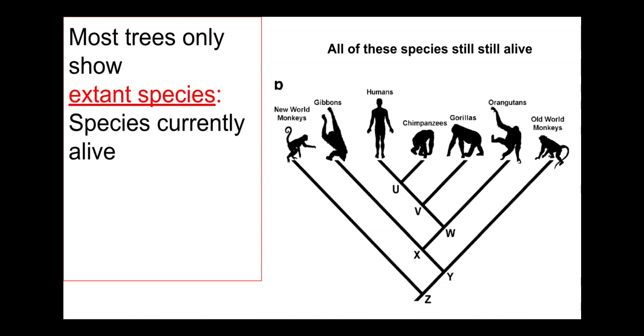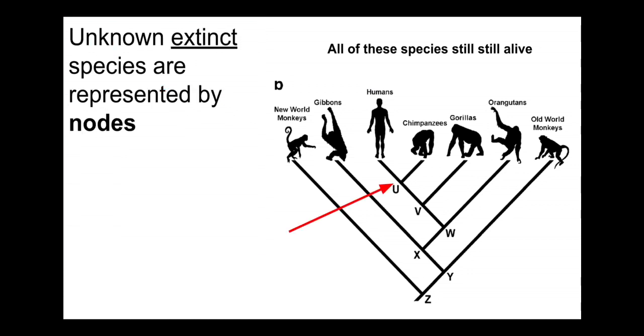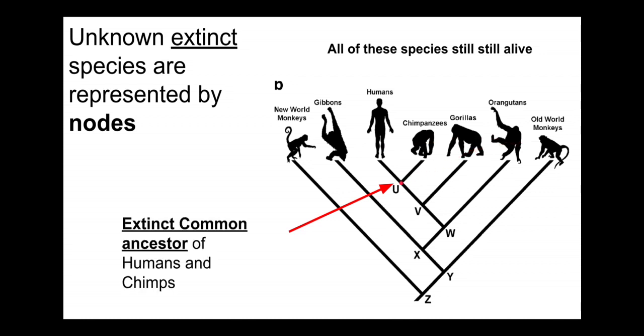Those are species that are currently alive. Extinct species are represented as nodes. They are inferred. We don't actually know when this species lived or what it looked like, but we infer that species must have existed sometime in the past. So extant species are on the tips of cladograms, and extinct species are the nodes.